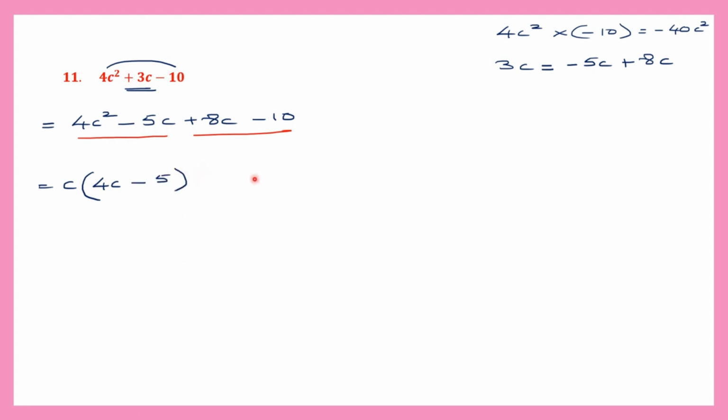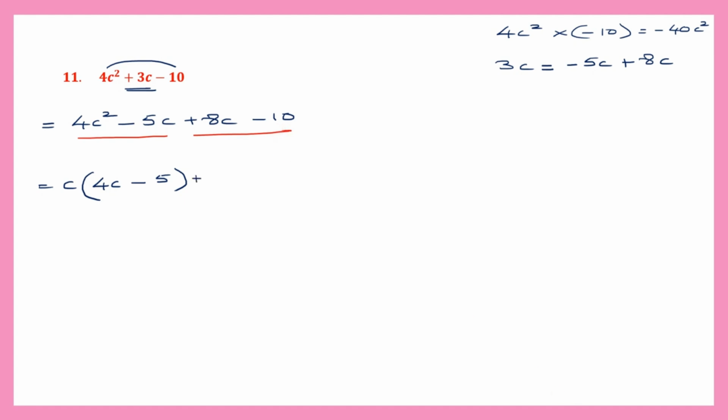Now here also remember I need to get 4c minus 5. So how do I do that? Let's look for what's common. What is common here is 2, isn't it? Because both these numbers are divisible by 2. So I can take 2 outside.